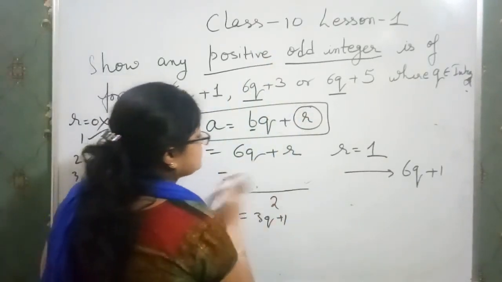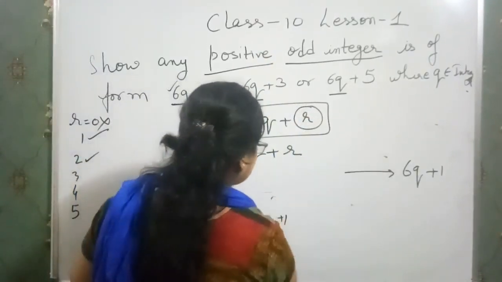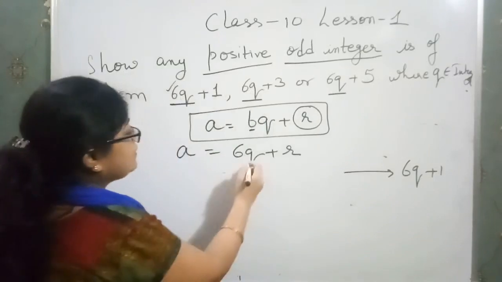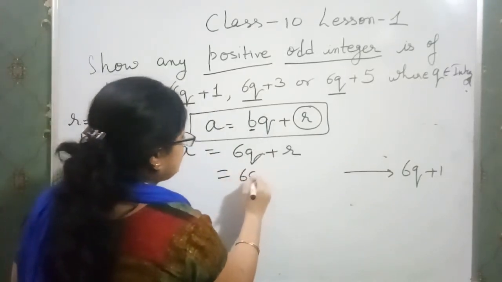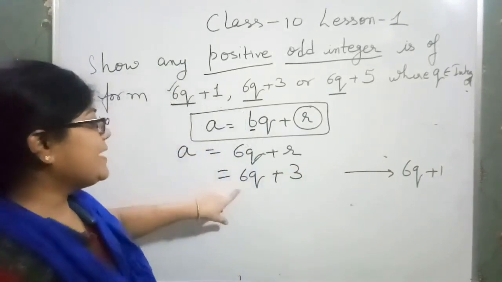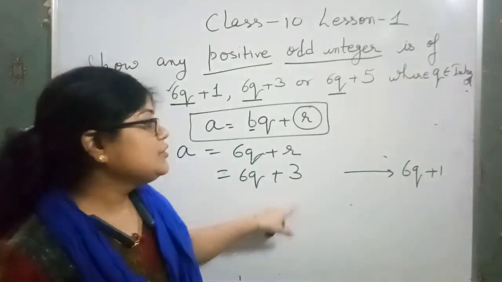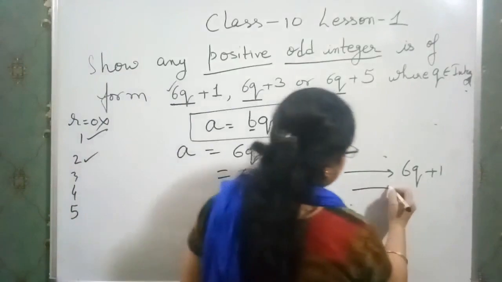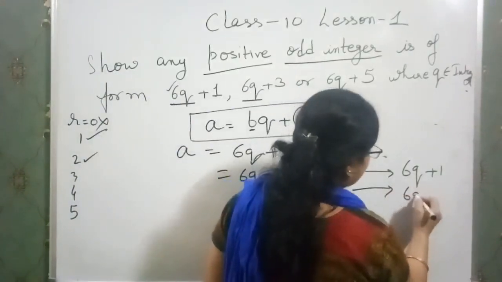Now when we put r equal to 3, we have 6q plus 3. It is not divisible by 2. So in the odd integer form, we will also take 6q plus 3.